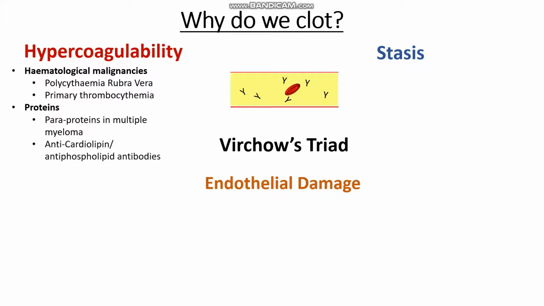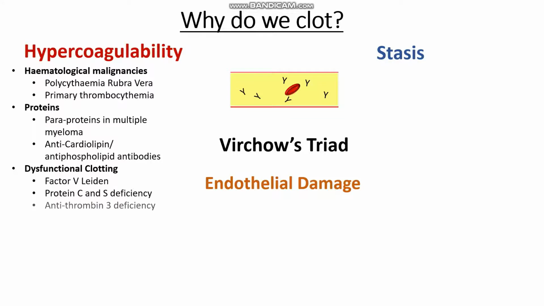Another condition that might do this is something like antiphospholipid syndrome, with the presence of anticardiolipin and antiphospholipid antibodies. We'll go on to look at all of these conditions in the coming slides. We could also have dysfunctional clotting. So if our anti-clotting mechanisms go wrong, so for instance, if we have factor V Leiden, slide coming up, or if we have protein C and S deficiency, or we have antithrombin III deficiency, we are at a higher risk of clotting because we can't turn off our clotting cascade effectively.